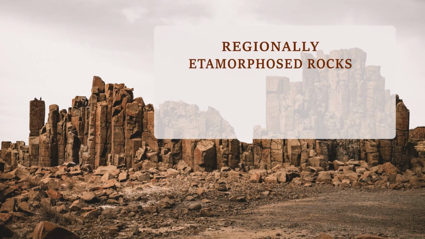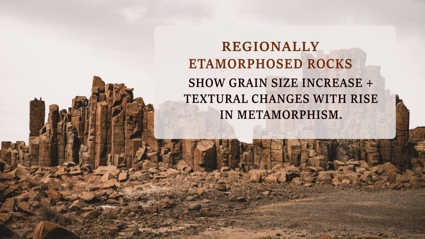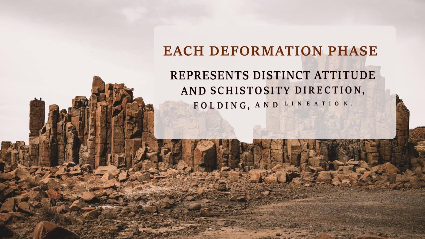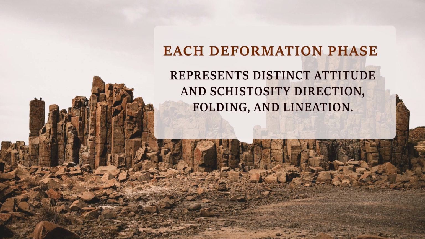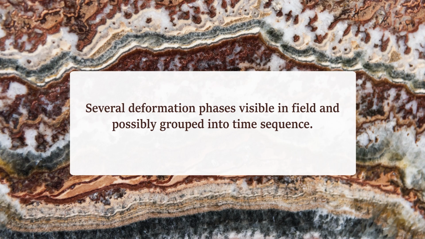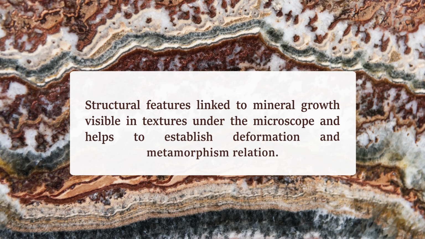Regionally metamorphosed rocks show grain size increase and textural changes with rise in metamorphism. Each deformation phase represents a distinct attitude and schistosity direction, folding and lineation. Several deformation phases are visible in the field and possibly grouped into a time sequence. Structural features linked to mineral growth are visible in textures under the microscope and help to establish deformation and metamorphism relations.